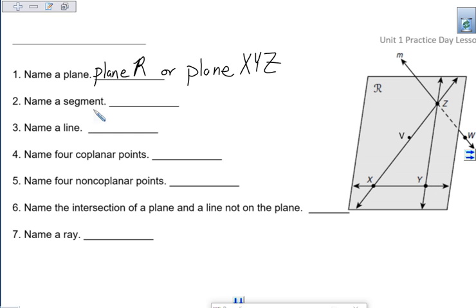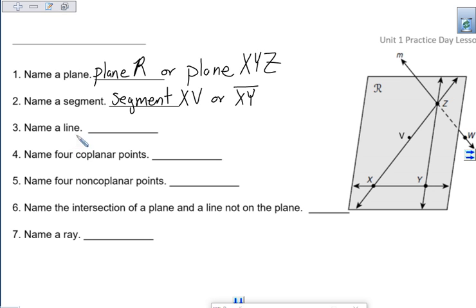Next up, a segment. How can we name a segment? Segment XV, or you could use the bar over top. There's a lot of segments on this one, so you could have said segment XY as well. And there's several more. But 2 letters that are actually connected.